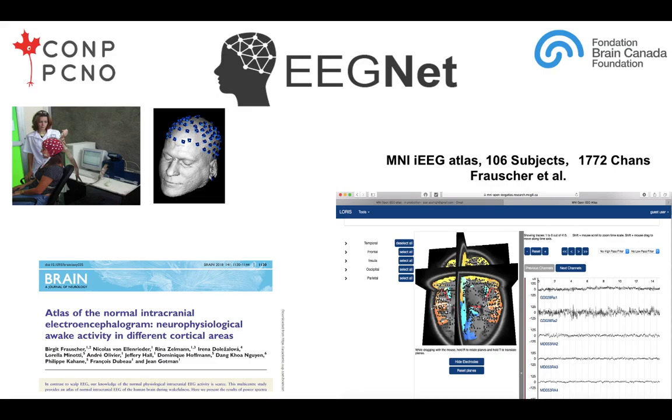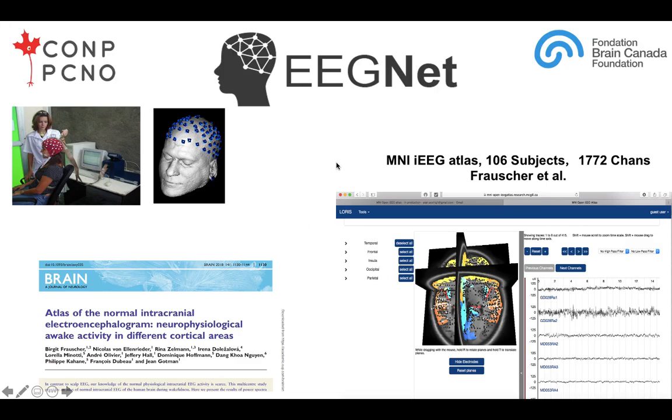The CONP is at root a platform for data sharing and tool sharing and training. It's general in nature. Any number of different networks can be built on top of CONP. They can be domain specific or they can be disease specific. One of the domain specific networks that has recently come into being is EEGnet. And EEGnet is obviously focused on EEG, and allows it to share data of different kinds.